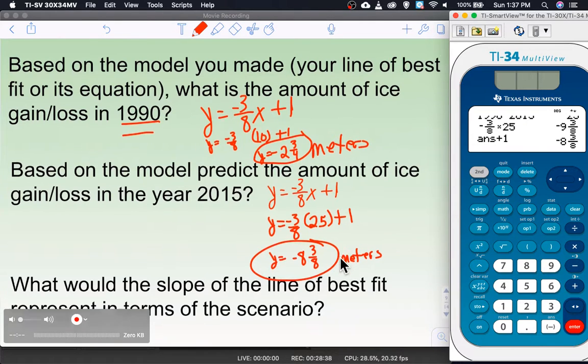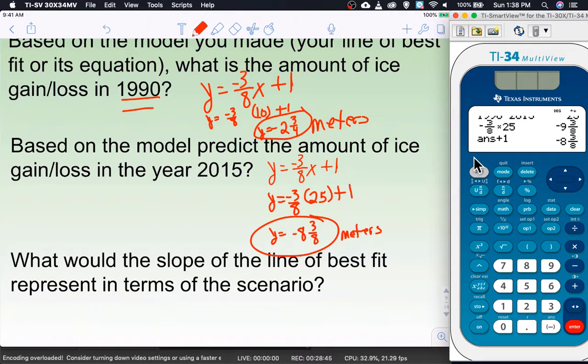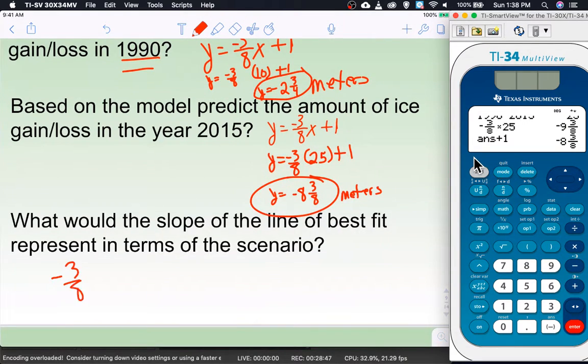What would the slope of the line of best fit represent in terms of the scenario? So we found the slope. The slope right here is -3/8. What does that -3/8 mean in terms of this ice gain and loss and years and stuff? Can you put a sentence behind it? Can you put a good description behind what -3/8 means? And don't tell me rise over run. What do you think?